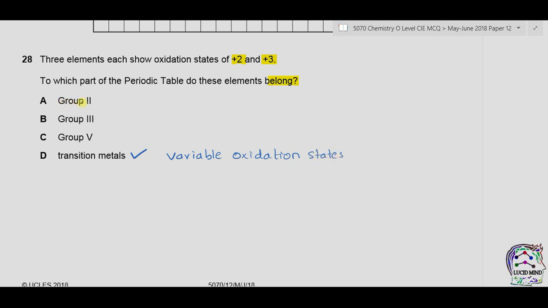The oxidation state of group 2 is +2 and it is fixed. For group 3 it is +3, it is fixed. For group 5 it is either +5 or -3. Correct answer is therefore D.